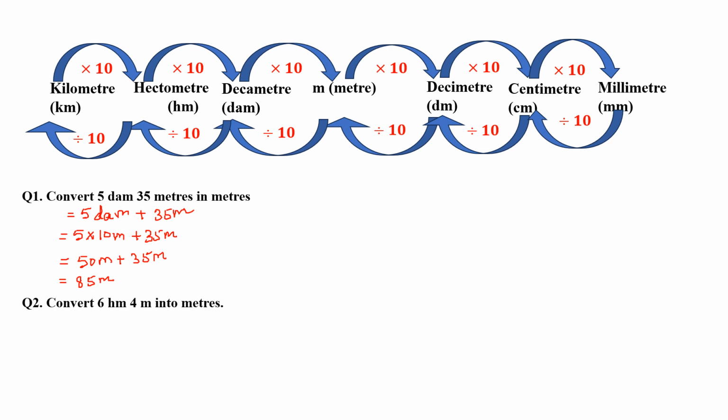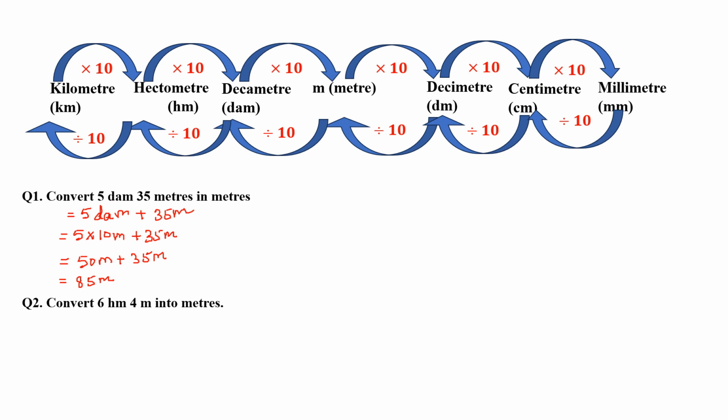Now question number 2. You have to convert 6 hectometer 4 meter into meters. So again 4 meter is already in meter. So you have to just convert 6 hectometer to meter. Now hectometer is here and meter is here. It means you have to take 2 jumps to the right side to reach meter. So 2 jumps means you have to multiply 10 by itself 2 times. So 10 into 10 will give you 100.